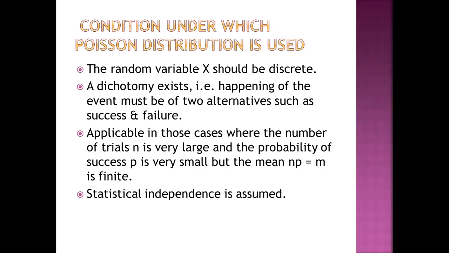Conditions under which the Poisson distribution is used. Random variable x should be discrete. Dichotomy exists. The happening of an event must be of two alternatives such as success or failure, and it is applicable in those cases where the number of trials is very large and the probability of success is very small, but the mean is finite and statistical independence is present.